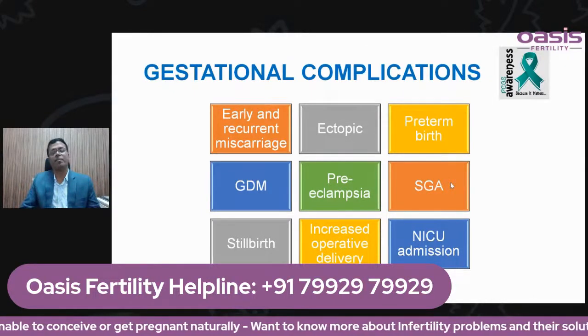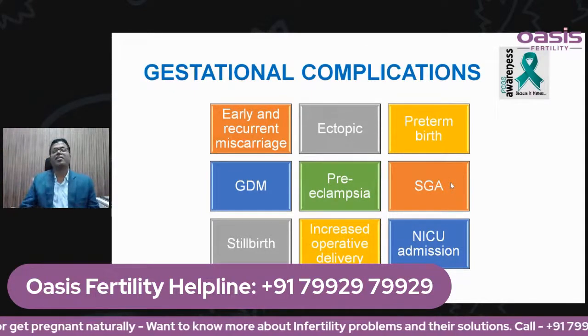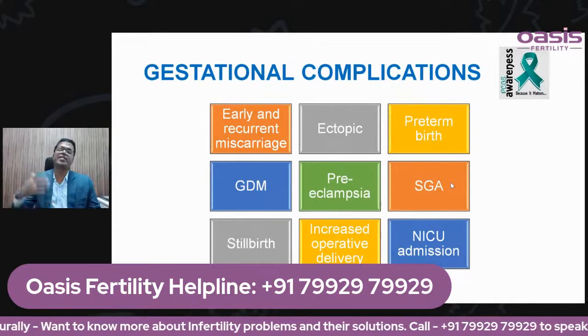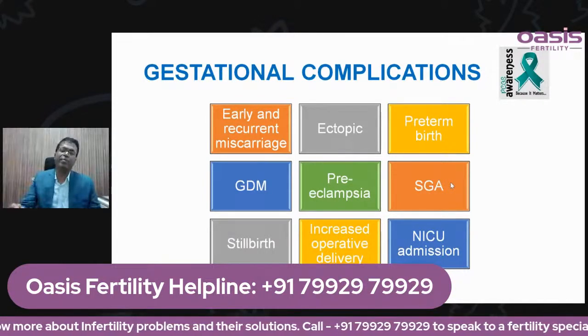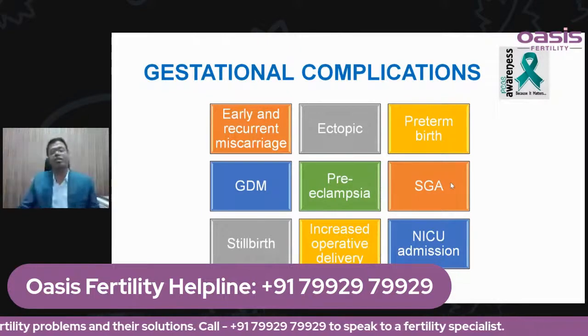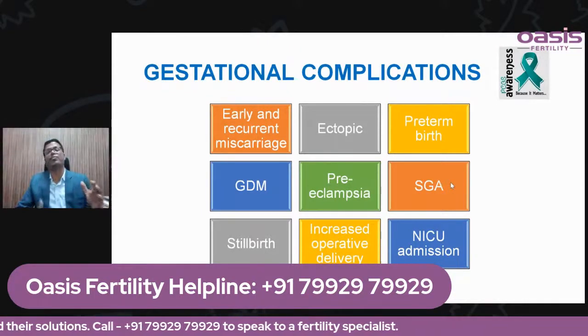There can be a chance of preterm birth. That means she may not continue her pregnancy till term, the baby will deliver prematurely. She may develop gestational diabetes mellitus. Already I told you polycystic ovary syndrome patients are more prone to develop high blood glucose, so gestational diabetes mellitus will be there.